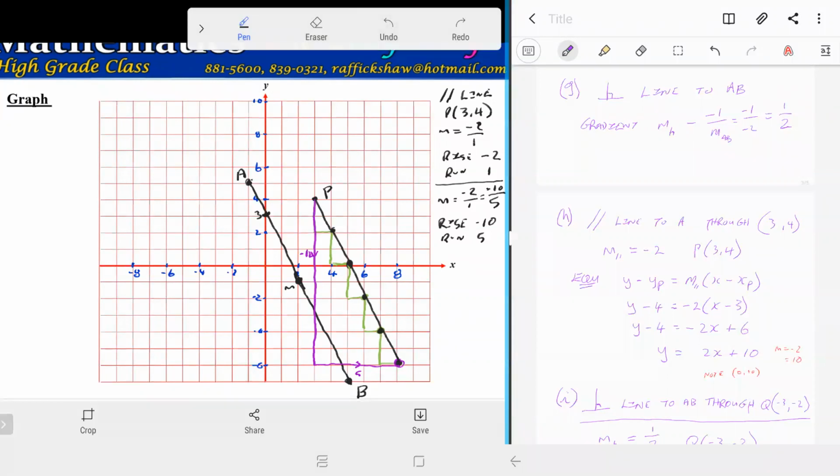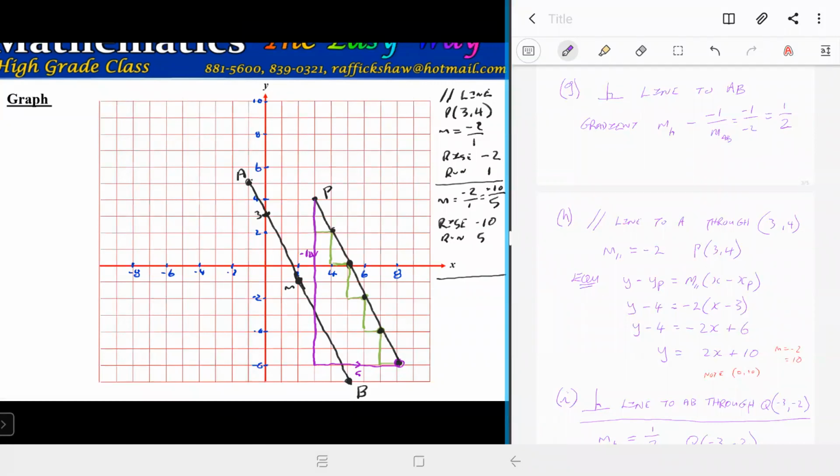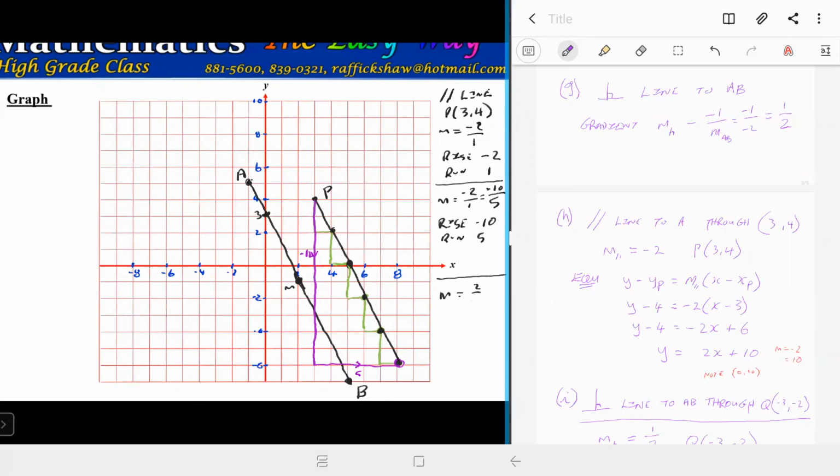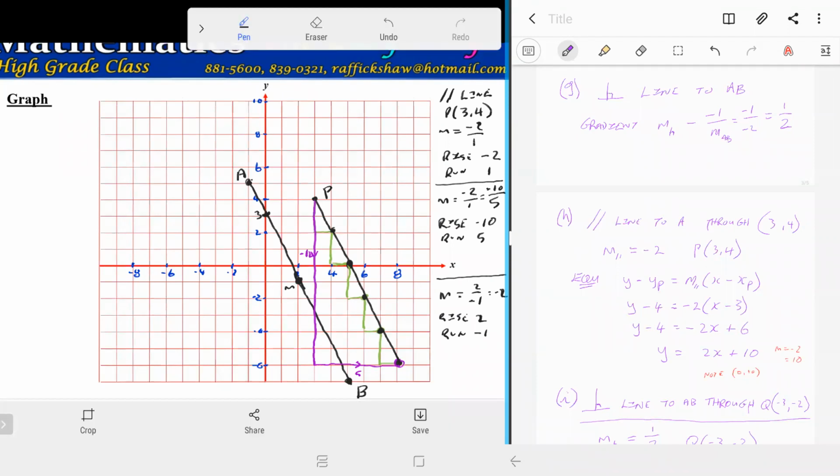So let's see if we're going the other way. I could write my gradient, which is minus 2, as 2 over negative 1. If I'm using that, it's still equal to negative 2, you know. It's not like I've changed my gradient. This is still equal to negative 2. So what this means is that I'm going to rise 2, run negative 1. Just that I'm going to go in the opposite direction.